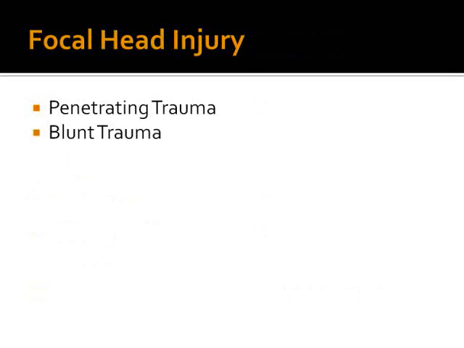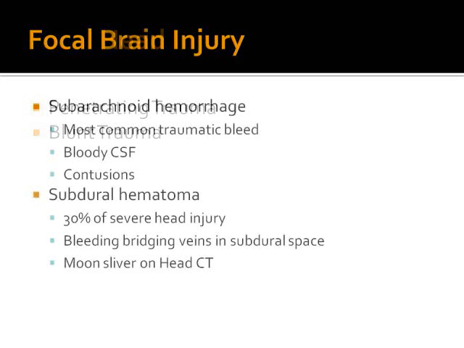And focal head injury means an injury to a specific part of the brain. It can be subarachnoid hemorrhage, which is usually quite common from trauma. The cerebrospinal fluid is usually bloody, and it can occur, or is usually associated, with contusions. Subdural hematoma is also quite common. 30% of severe head injuries have subdural hematoma, and it occurs from rupture of bridging veins in the subdural space.